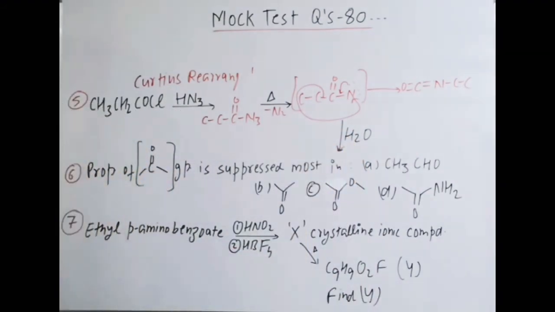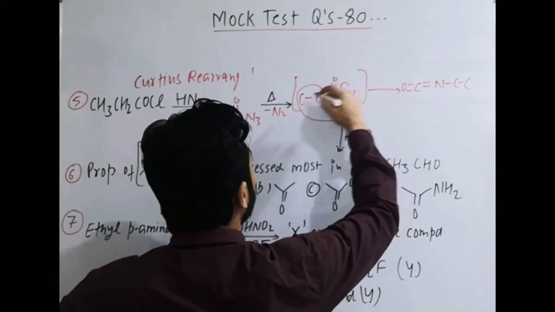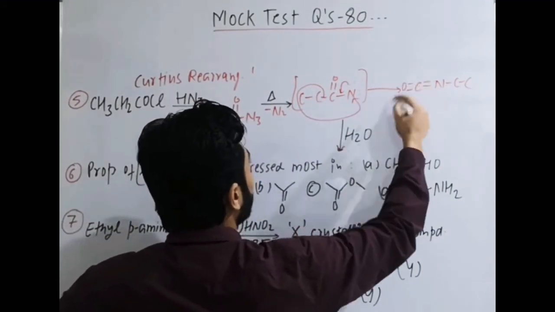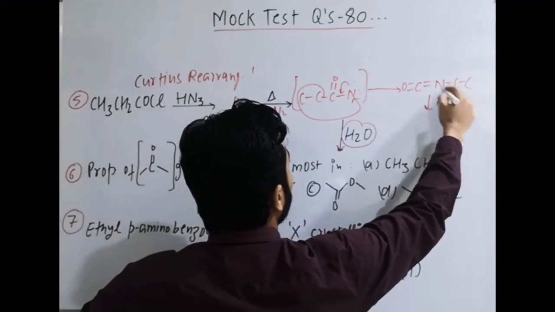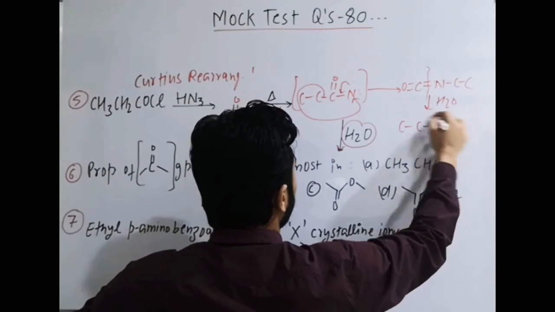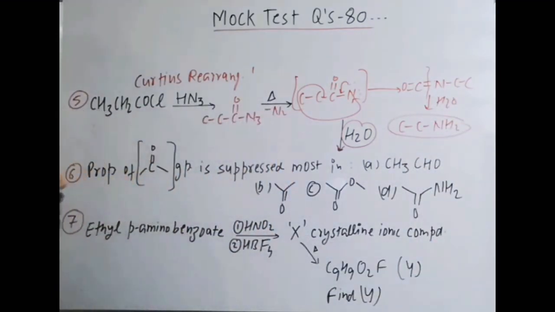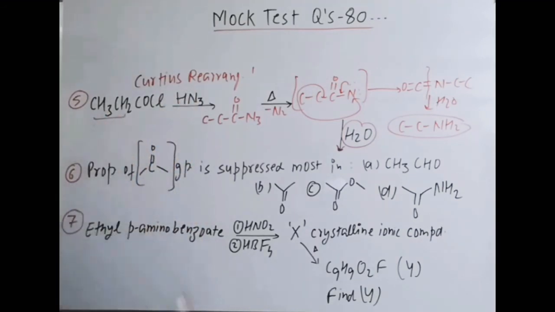The mechanism is already done; here I am trying to write the product directly, but still I have to mention that this is the slowest step, the RDS step. Then after H2O, the bond is cleaved and we get CH3CH2NH2, and the other product is CO2 evolved. Okay? Which reaction is this? It is the Curtius reaction, and we get the amine. Which amine? It is ethanamine.